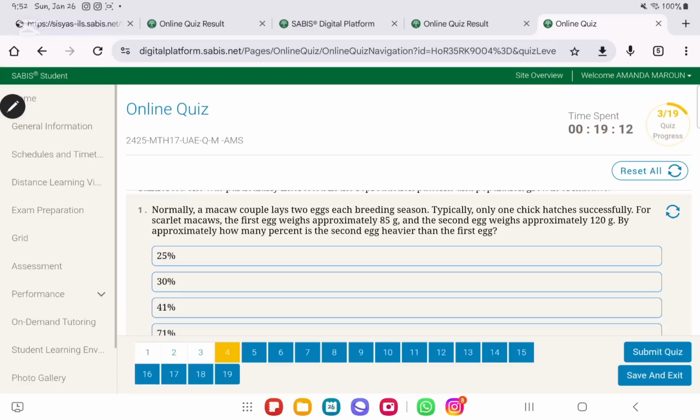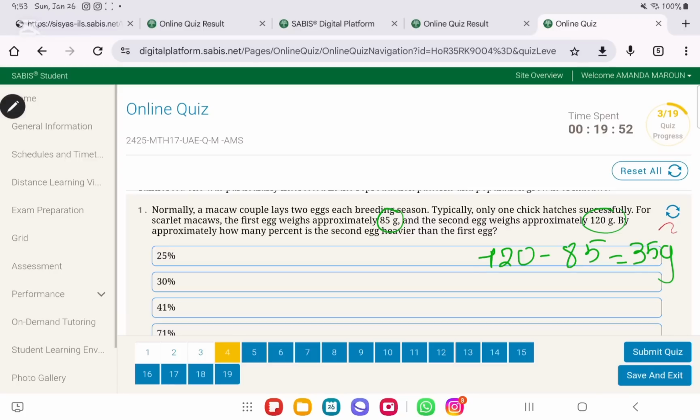For scarlet macaws, the first egg weighs approximately 85 grams and the second egg weighs approximately 120 grams. By approximately how many percent is the second egg heavier than the first? So what we're going to do is take the difference between 120 grams and 85 grams. So 120 minus 85 to see the difference in grams. It is going to be 35 grams.